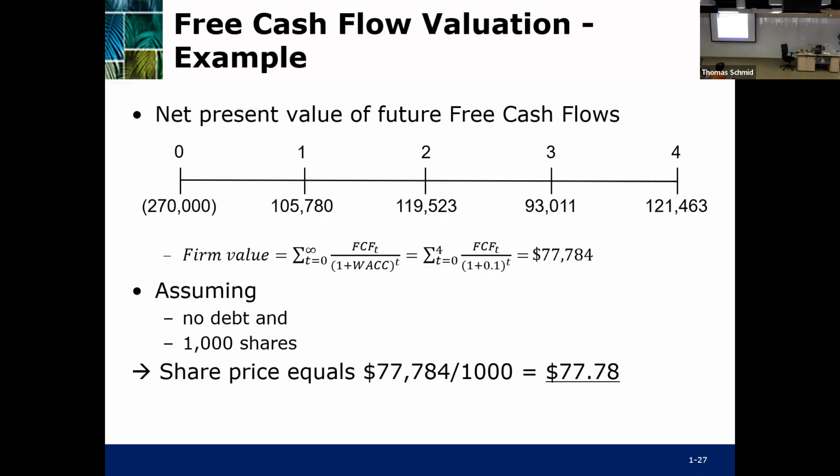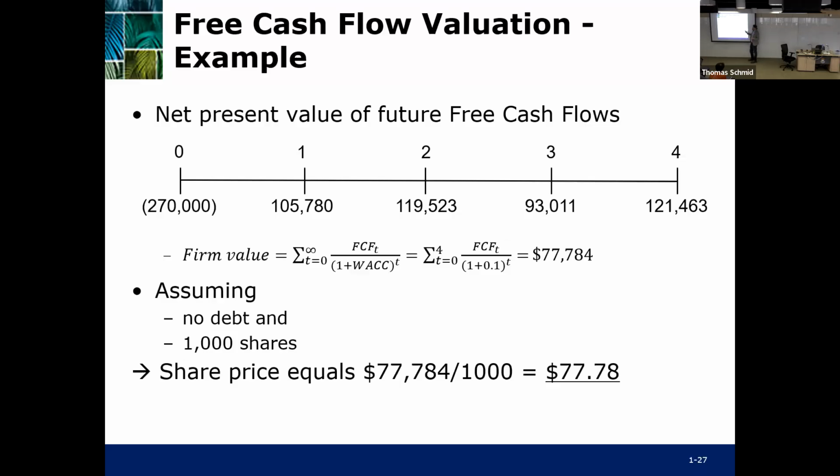Assuming that the firm has no debt, and assuming there are 1,000 shares, the share price would be 77,784 divided by 1,000, so $77.7.